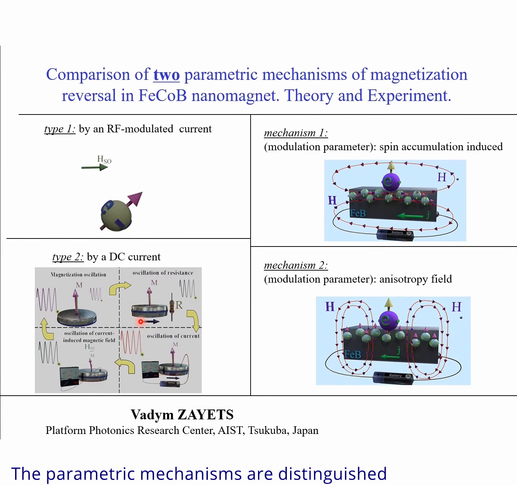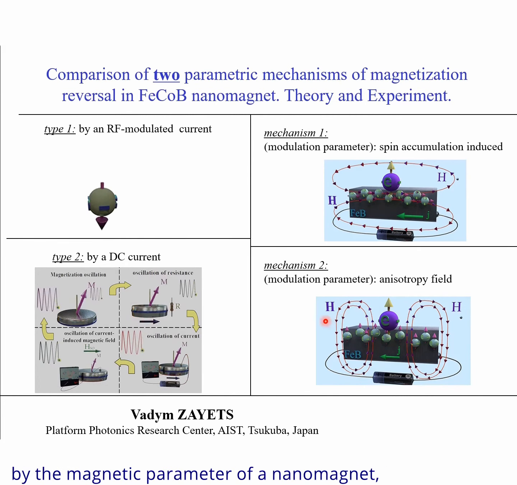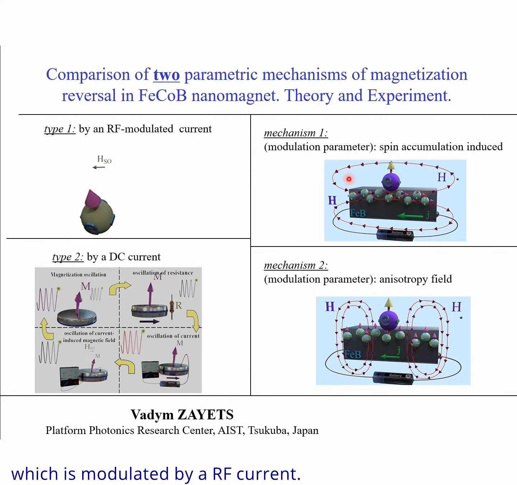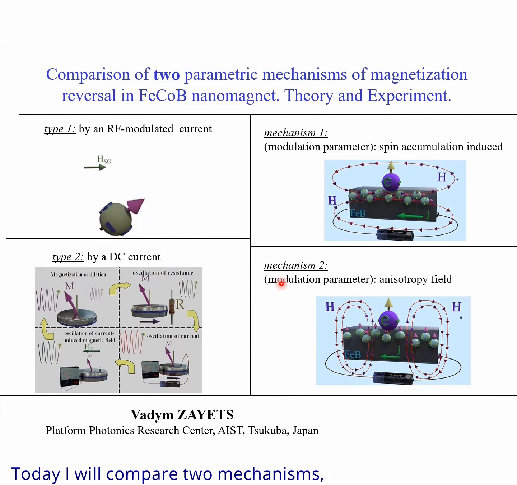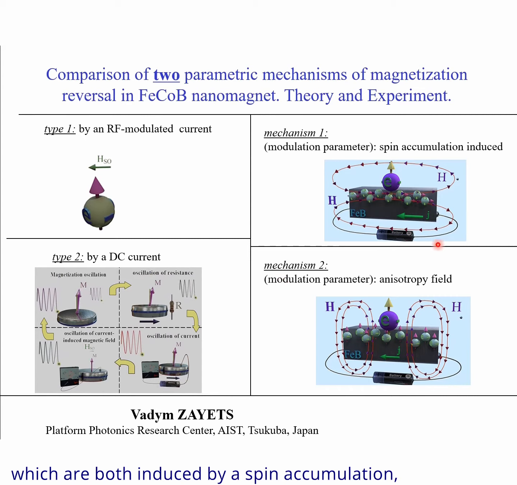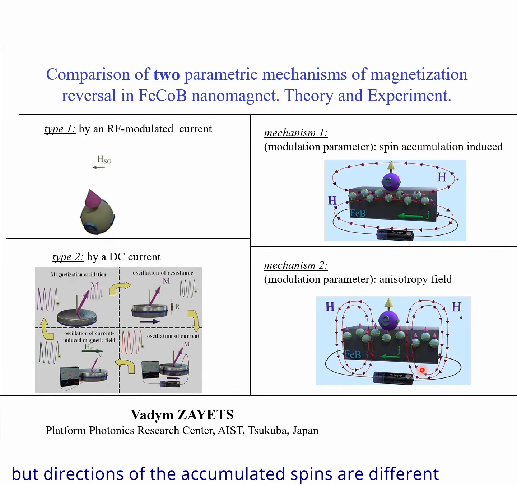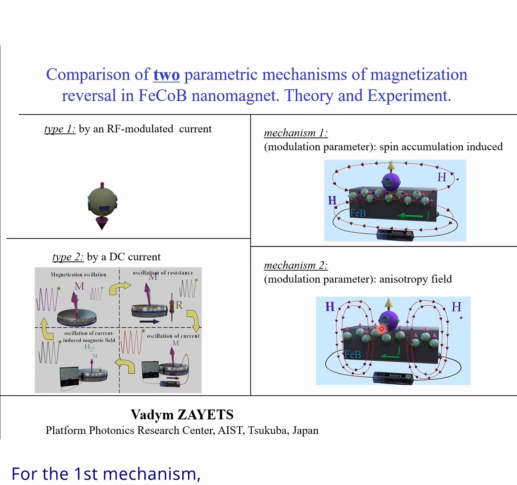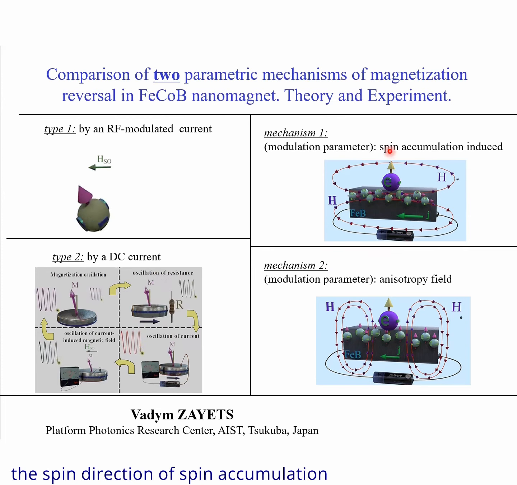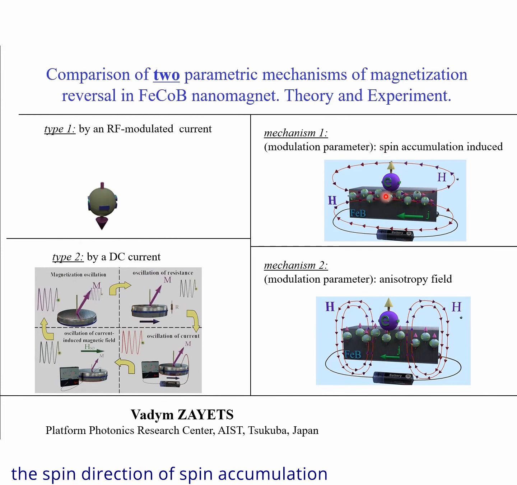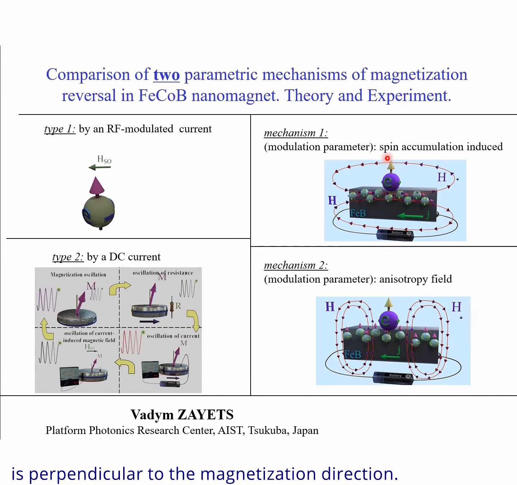The parametric mechanisms are distinguished by the magnetic parameter of nanomagnet, which is modulated by RF current. Today I will compare two mechanisms which are both induced by a spin accumulation, but direction of accumulated spins are different. For the first mechanism, the spin direction is perpendicular to the magnetization direction.